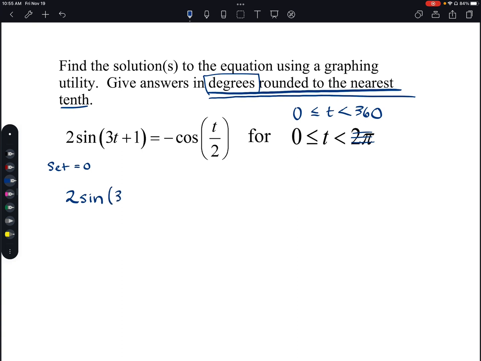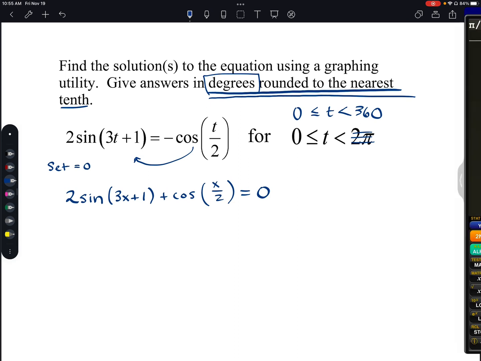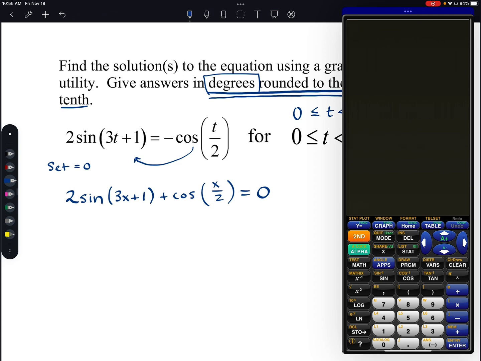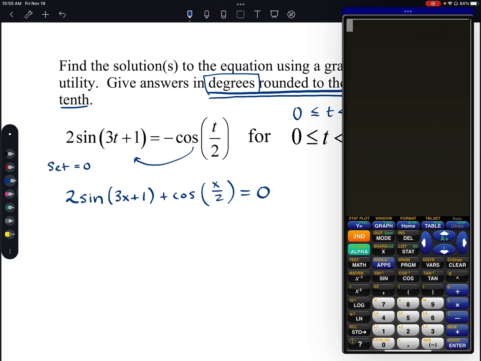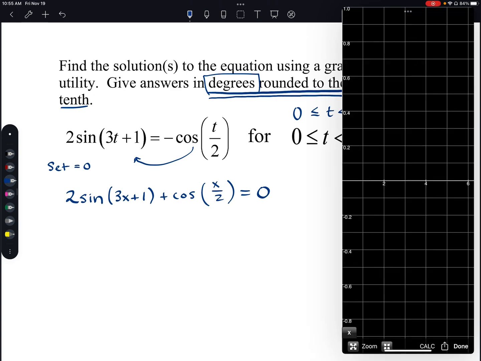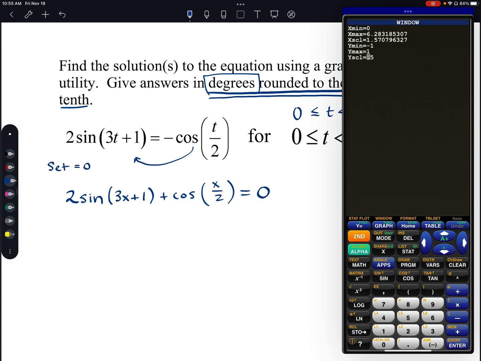So 2 times the sine of 3x plus 1. And then I'm going to add this over to the other side. So plus the cosine of x over 2 equals 0. And now we are going to get out our calculator. First thing, remember to put it into degree mode. Okay, so mine is now in degrees. I'm going to make sure my window is still set up. Yep, mine still goes from 0 to 2 pi, with increments of pi over 2 for my x's, and then negative 1 to 1.